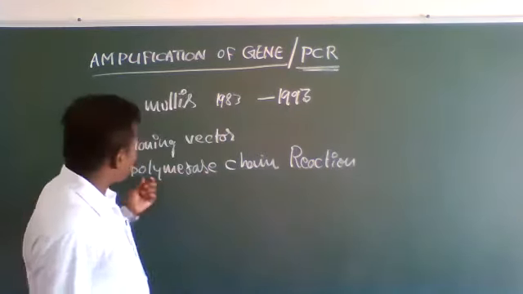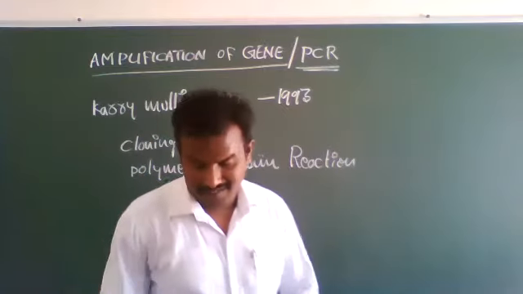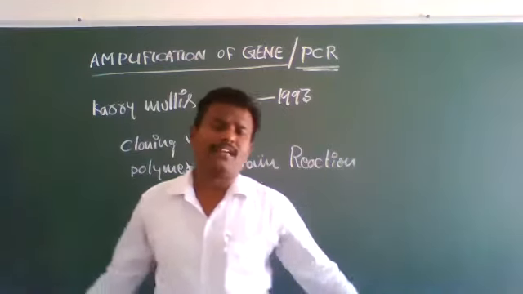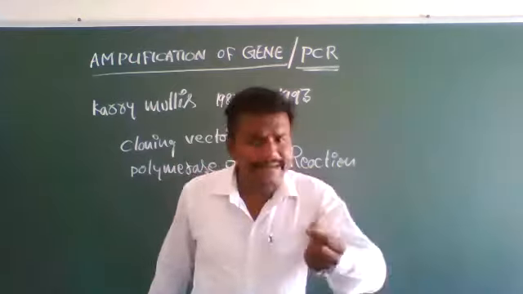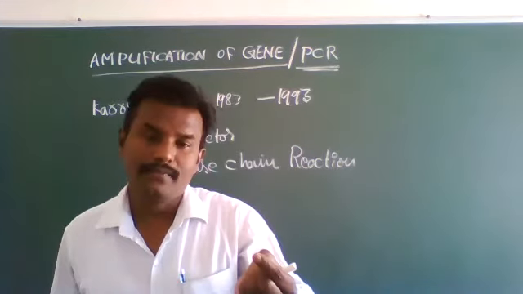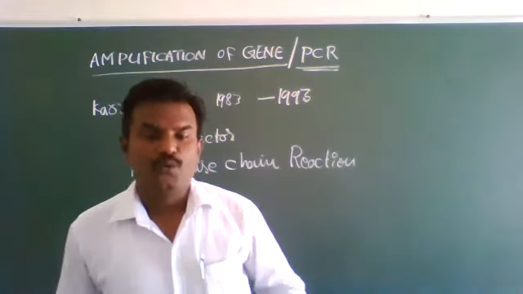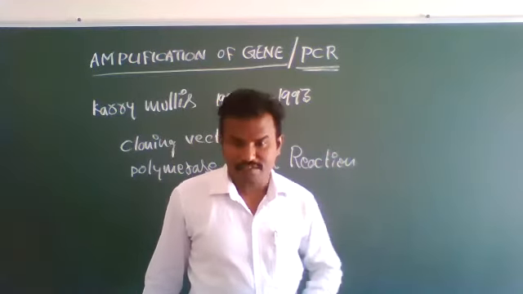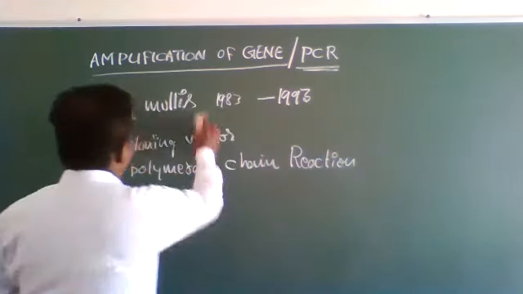That is called polymerase chain reaction. When the DNA is not available in quantity and only a little fragment is available, through that little fragment we can multiply millions of copies. That is what we will see.